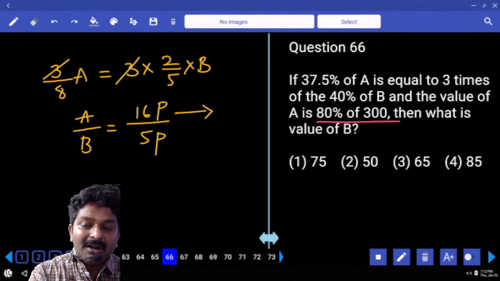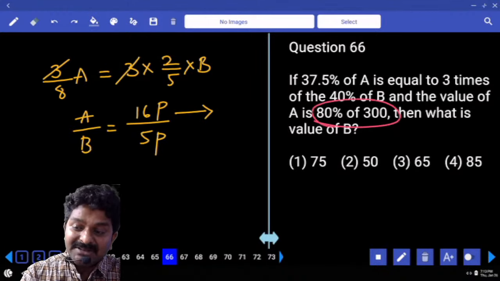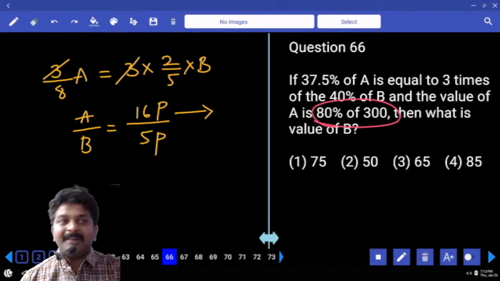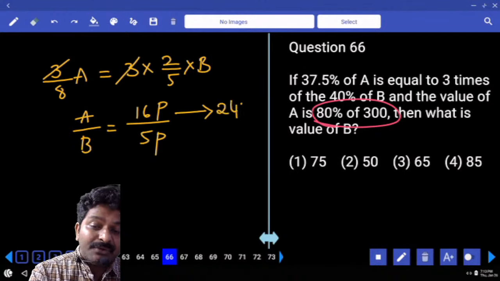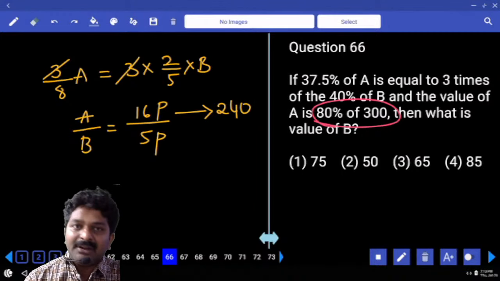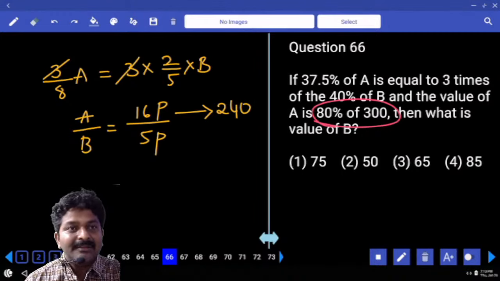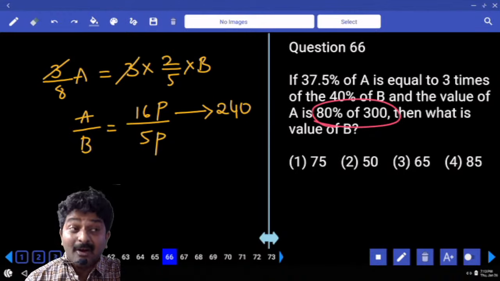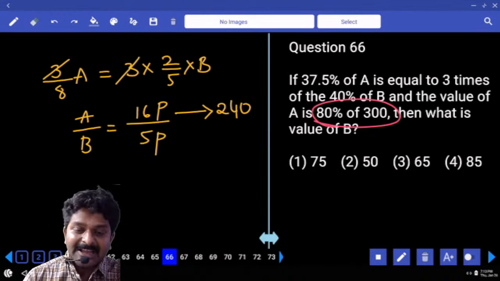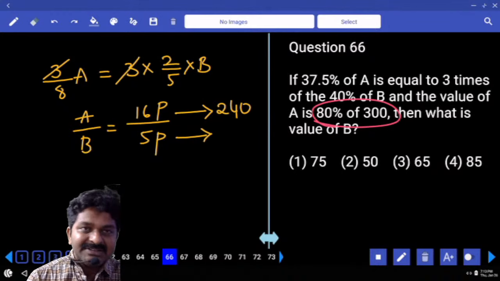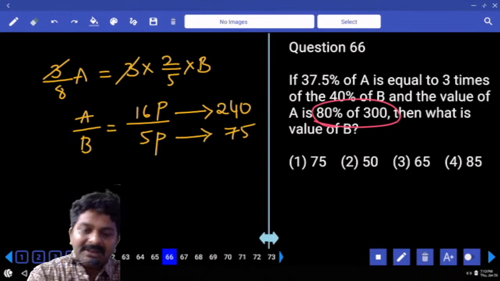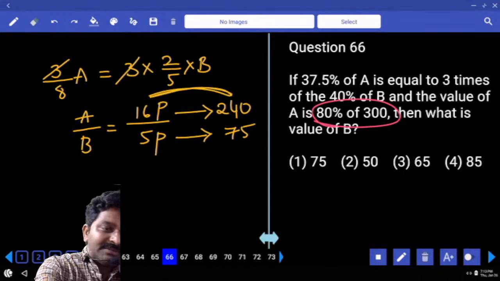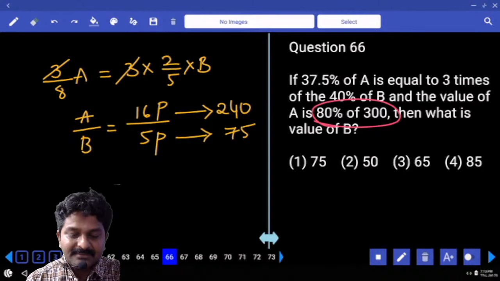A's value is already mentioned as 80% of 300, or 300% of 80, which is 3 times 80, that is 240. If 16 parts is 240, 16 how many times is 240? 15 times. 5 parts means 5 into 15, that is 75. Horizontal comparison: 16 is 15 times, so 5 is also 15 times.